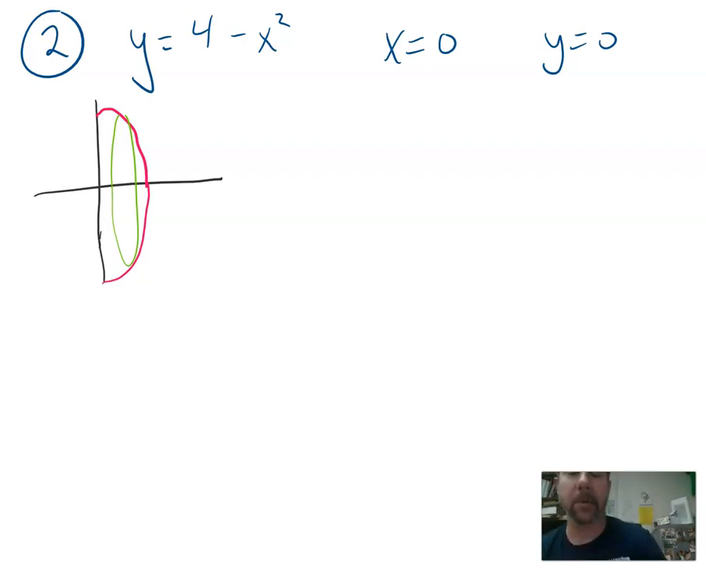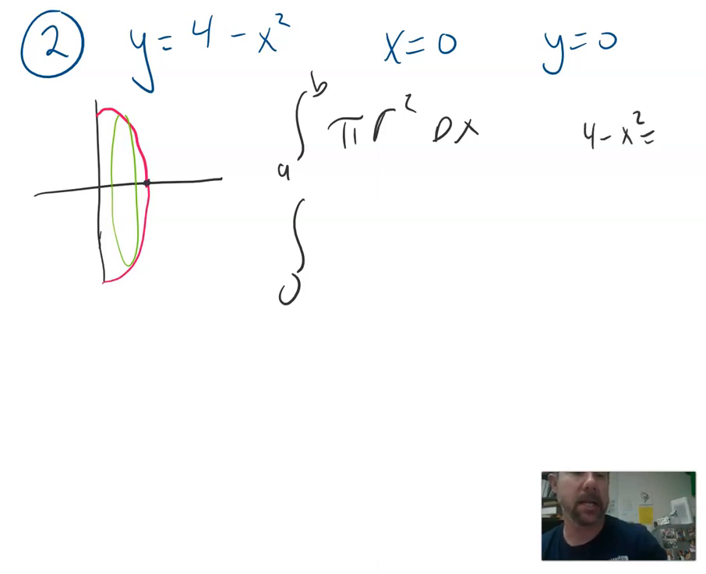Again, when I set this up, I'm going to want integral a to b of pi r squared dx. Now I need to figure out that we're starting at 0 and going to some value right here. So I would take my function and set it equal to 0, and you're going to get x equals 2. Plus or minus 2, but obviously we're on the positive side. Pi times, again, the radius is the function itself, that y value. So 4 minus x squared, dx.